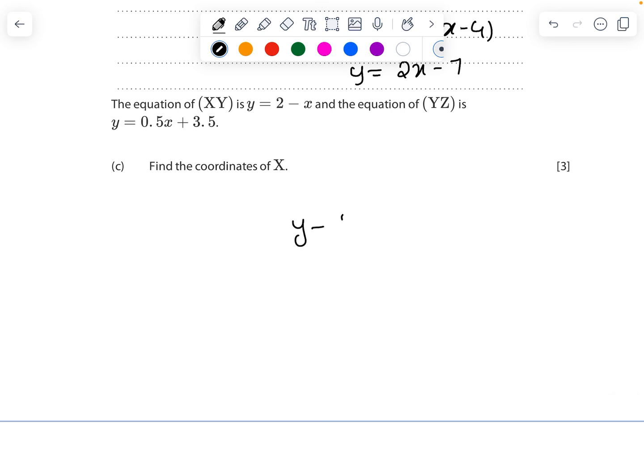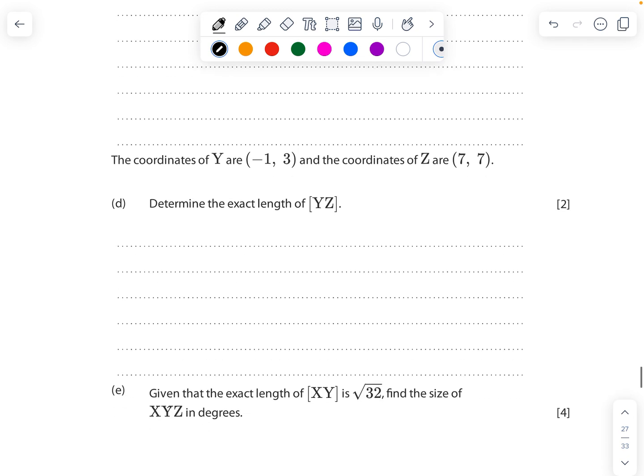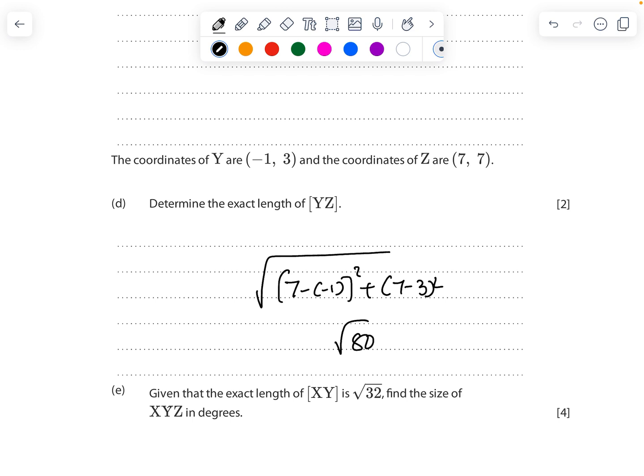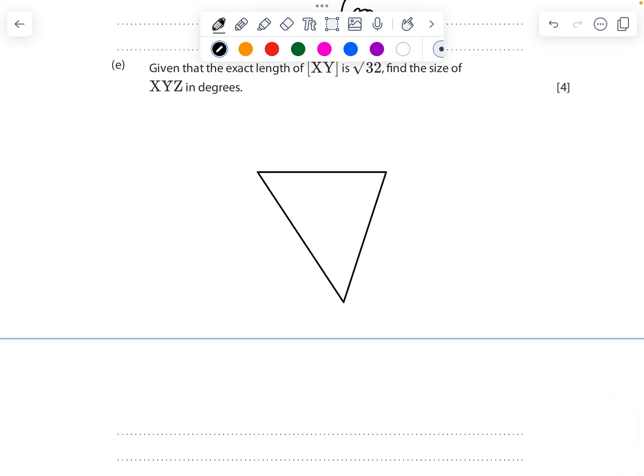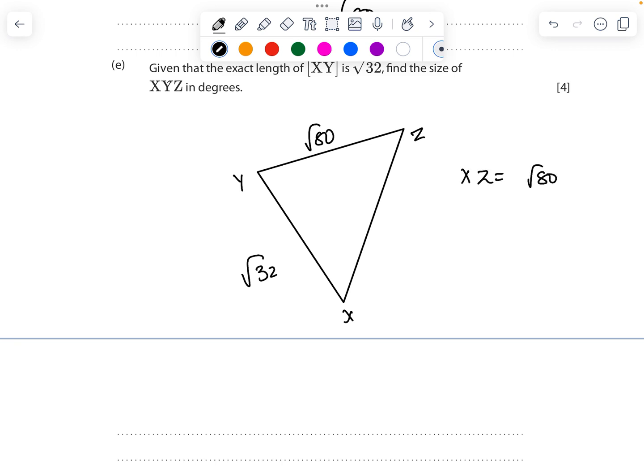Now we have two equations, y equals 2 minus x and y equals 2x minus 7. Use the GDC to find the coordinates of X, which is going to be (3, -1). Find the length of YZ. So it is going to be the square root of (7 minus (-1)) squared plus (7 minus 3) squared, which is square root of 80. Given that the exact length of XY is root 32, we are going to draw a triangle there. Y, Z and X, where XY is square root 32 and YZ is square root 80. Find XZ also, which is going to be square root 80.